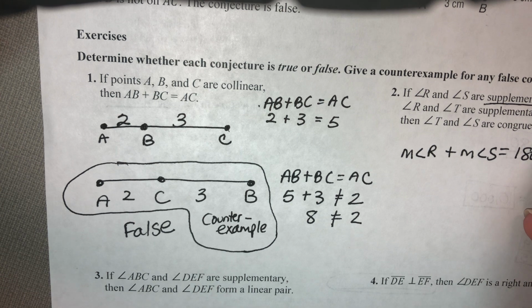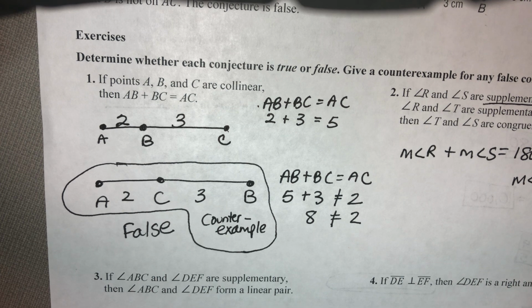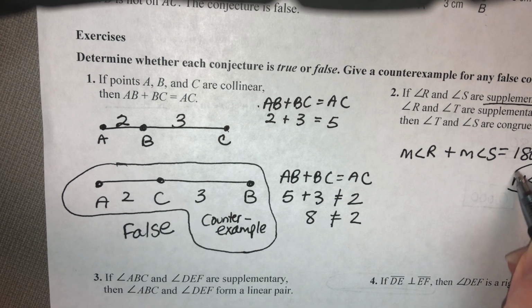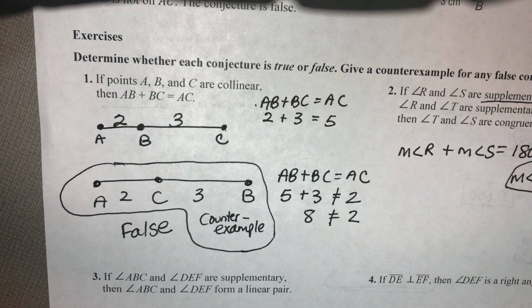And then I also have the measure of angle R plus the measure of angle T is equal to 180 degrees, because those are supplementary. From algebra, you learned that if you have two things that are equal, you can do a substitution. So I can switch a 180 out with this statement because 180 equals this. So if that also equals 180, those could be replaced. That's called doing a substitution from algebra.